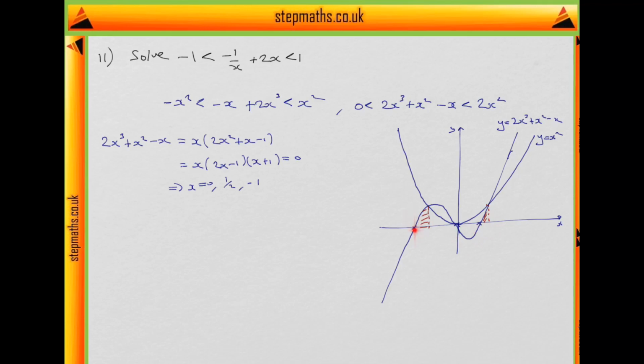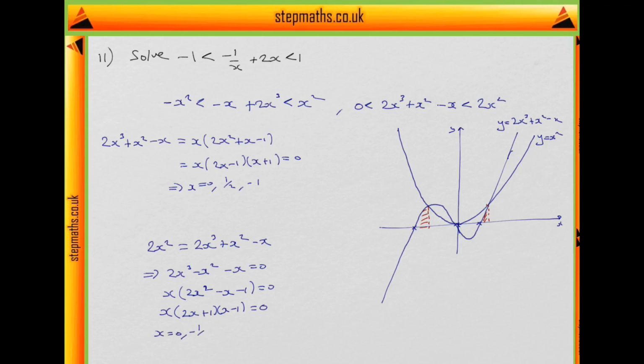So we want to find these values here. How do we find the intersections? Well, clearly we're going to set them equal to each other. So we let 2x squared equal 2x cubed plus x squared minus x. This implies 2x cubed minus x squared minus x equals 0. Bringing out the x, we get x times 2x squared minus x minus 1 equals 0, or x times 2x plus 1 times x minus 1 equals 0. So we see x equals 0, minus a half, or 1. We can clearly put that on our graph now. So this is going to be minus 1 half, and this is going to be 1.